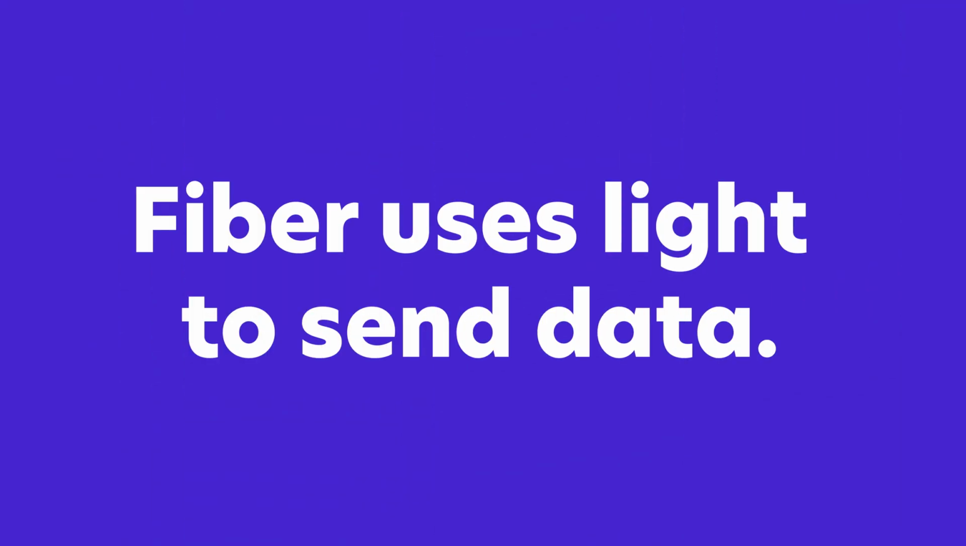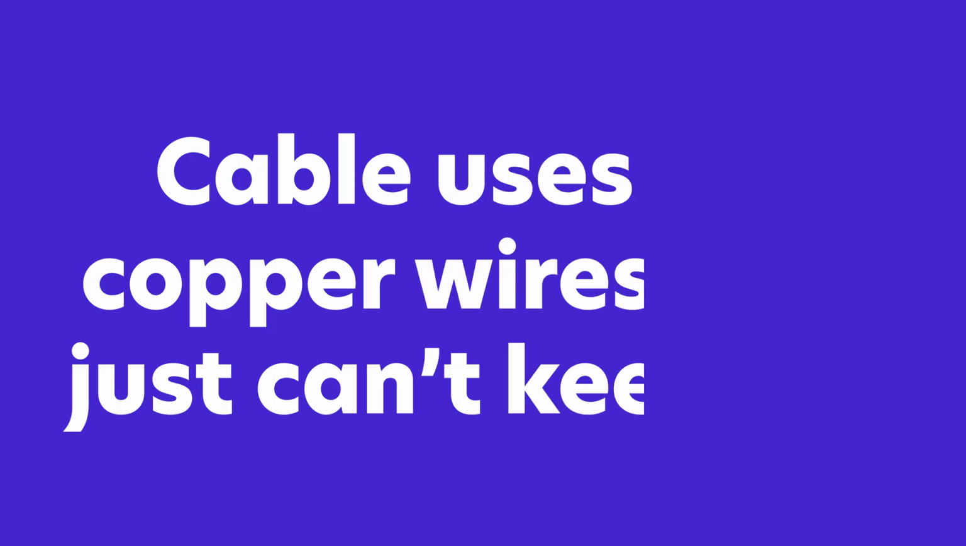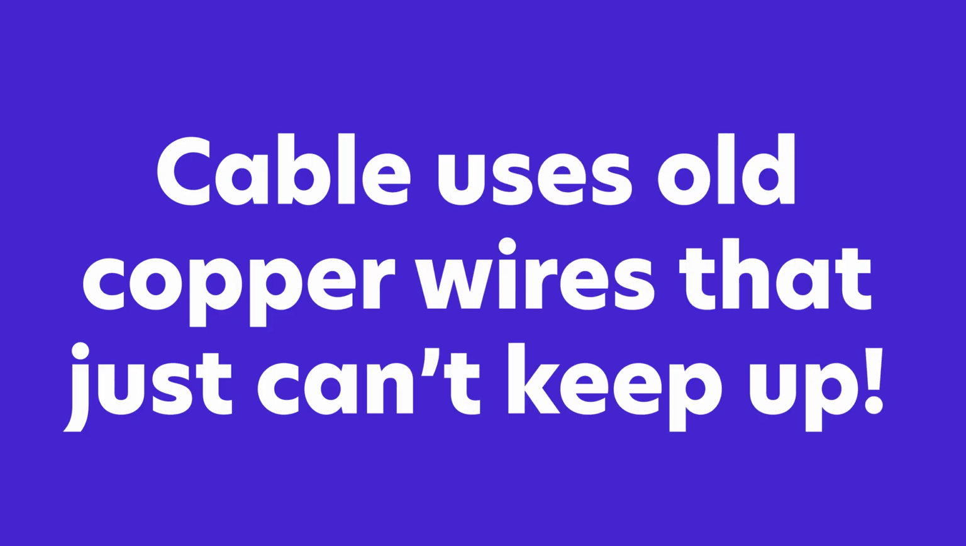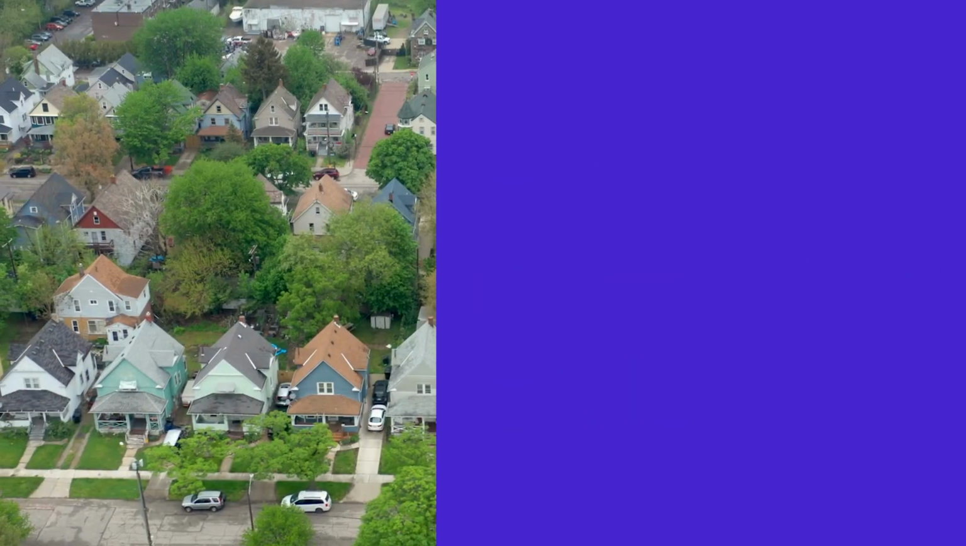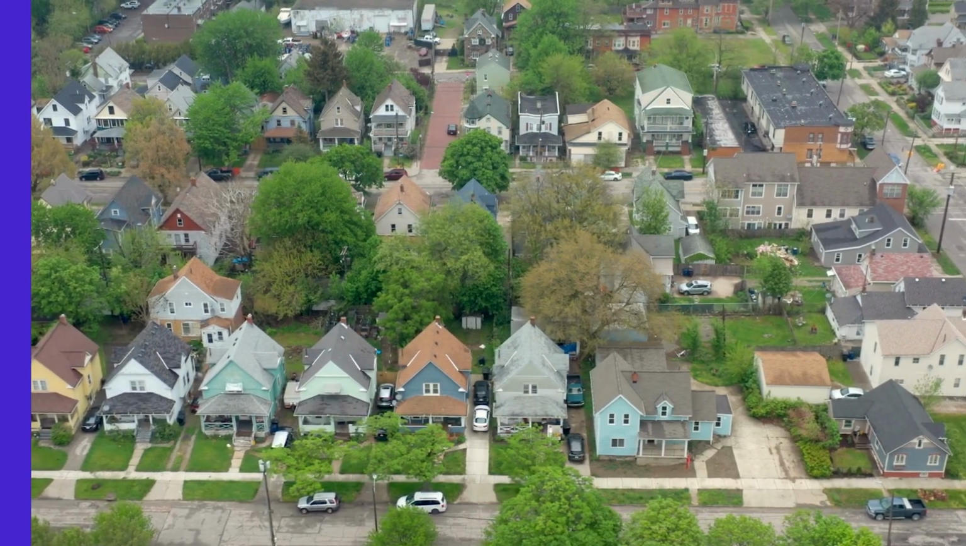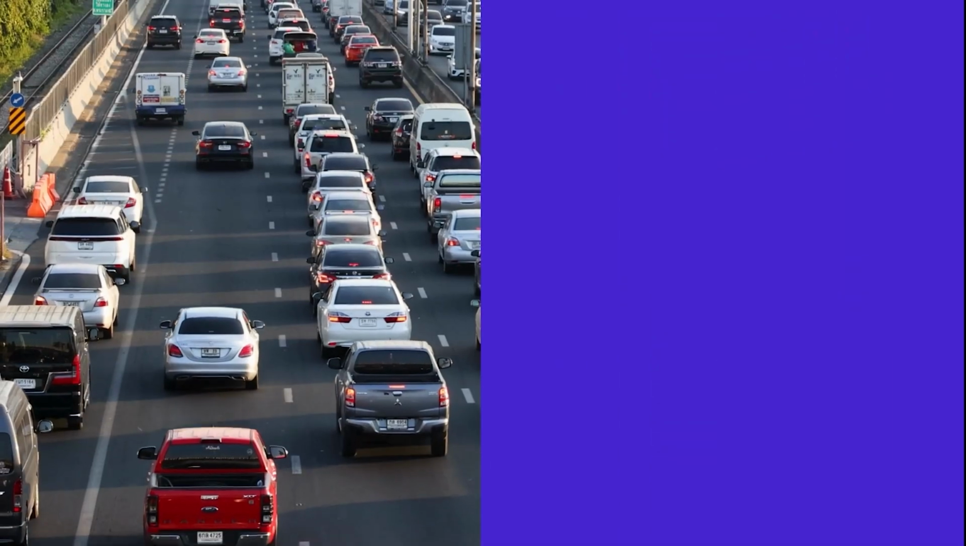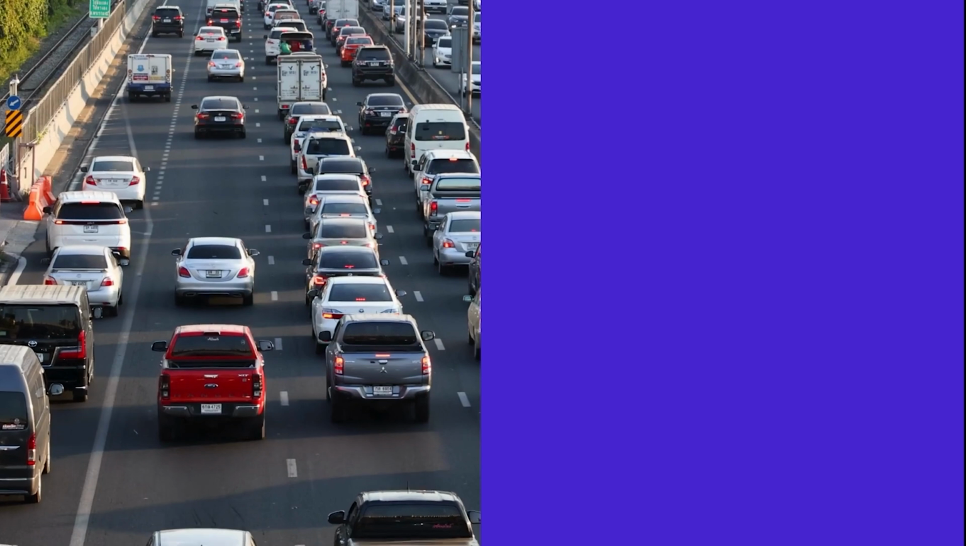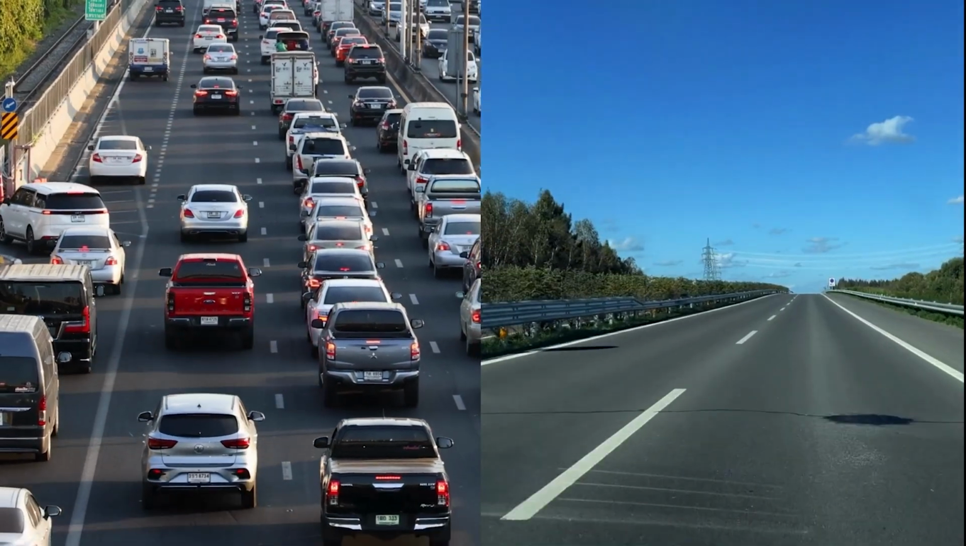That's because fiber uses light to send data, literally at the speed of light, through glass strands. Cable uses old copper wires that just can't keep up, especially when your whole neighborhood is online at once. With cable, you share the road with your neighbors. With fiber, you get your own fast lane.